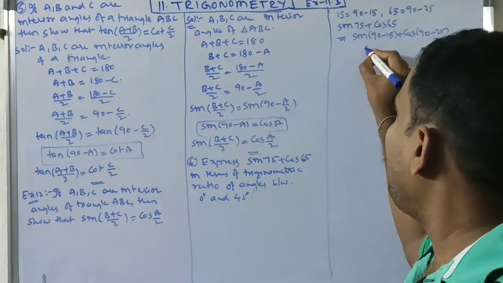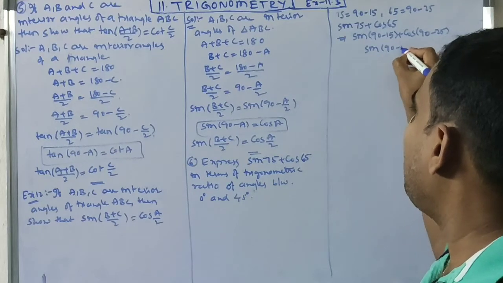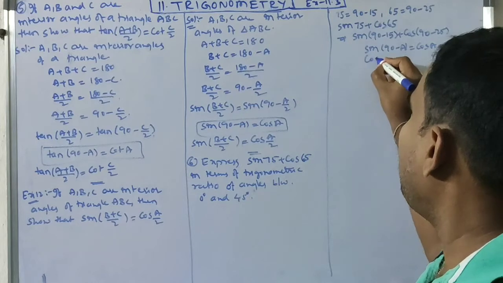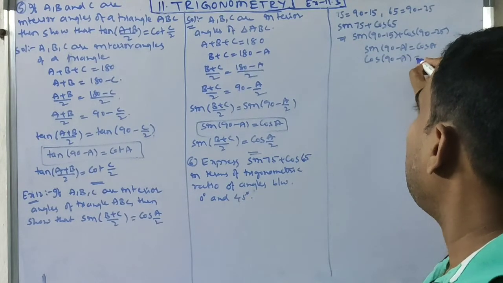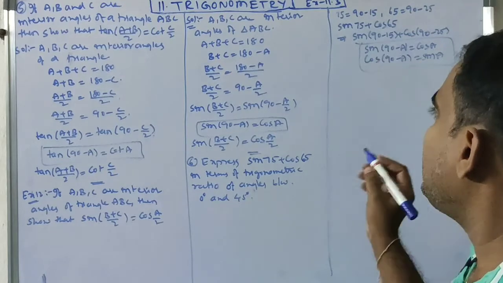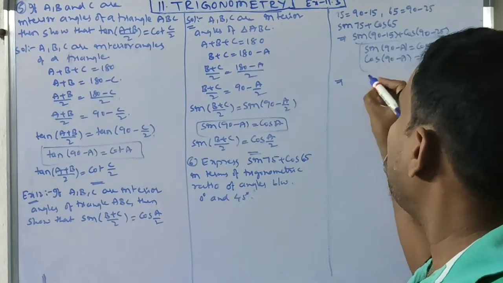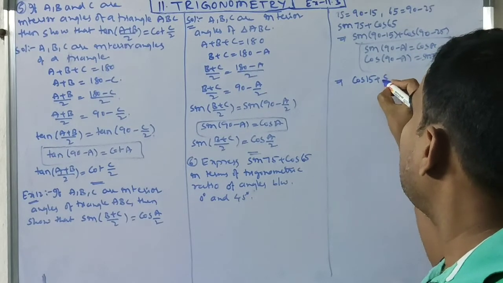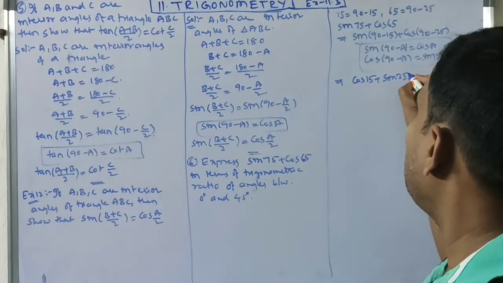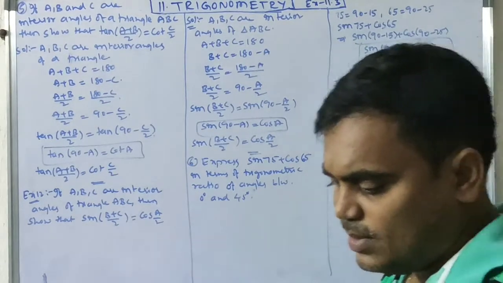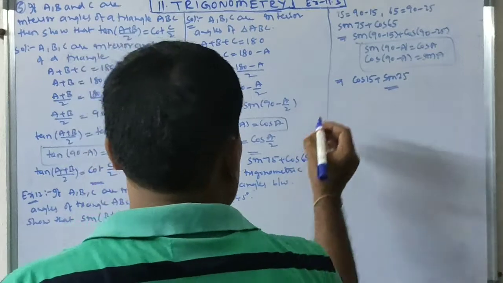So we have the formulas: sin of 90 minus A equal to cos A, cos of 90 minus A equal to sin A. I want to apply these two formulas. Sin of 90 minus 15 is cos 15. Cos of 90 minus 25 is sin 25. So this is the required solution. Okay, same kind of problem in example 11.